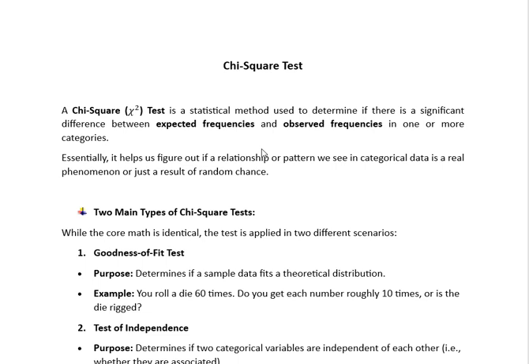Let's start. A chi-square test is a statistical method used to determine if there is a significant difference between expected frequencies and observed frequencies in one or more categories. Essentially, it helps us to figure out if a relationship or a pattern we see in categorical data is a real phenomenon or just a result of random chance.